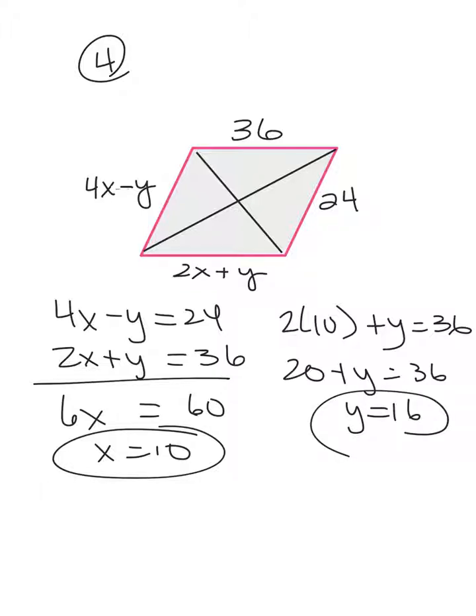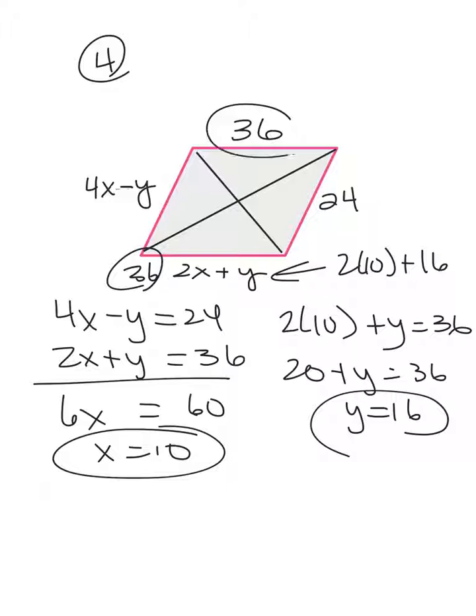Now I can double check my work by substituting these values back in. So in my bottom there I have 2 times 10 plus 16. That gives me 36 for that side of that parallelogram, which is what I'm supposed to get since my top there is 36. If I go on my other side, I have 4 times 10 minus 16, which gives me 24, which is what I have on the other side. So by checking, I know that my values for x and y are correct.